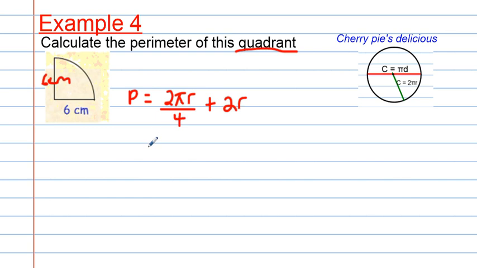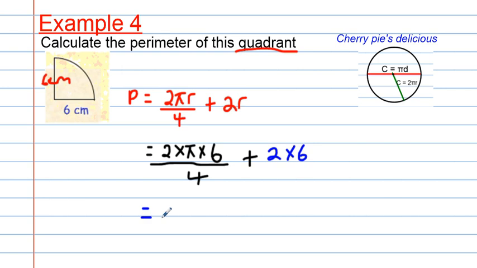Now I'll do my substitution. So it's 2 times pi. Don't forget you're pressing the pi button on your calculator, okay? And the radius is 6. I'll divide that by 4 because it's a quadrant, quarter of a circle. And then I will add 2 lots of the radius, okay? So that'll be 2 times 6. Simplify that using your calculator. The answer will be 21.4 centimeters. And I've rounded my answer to 1 decimal place, also 3 significant figures.